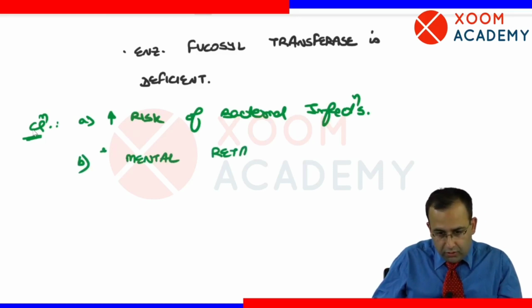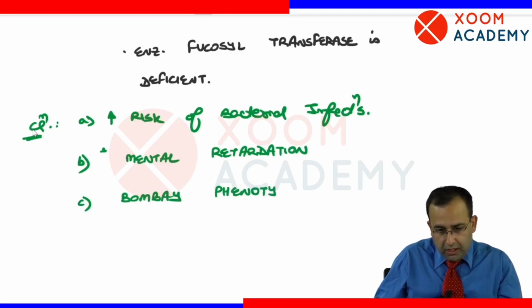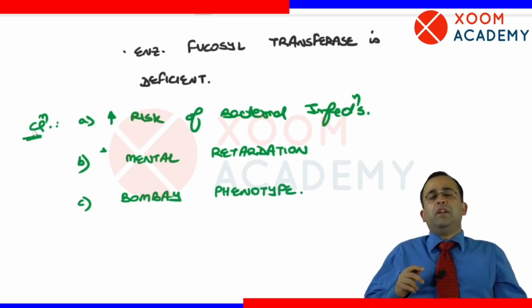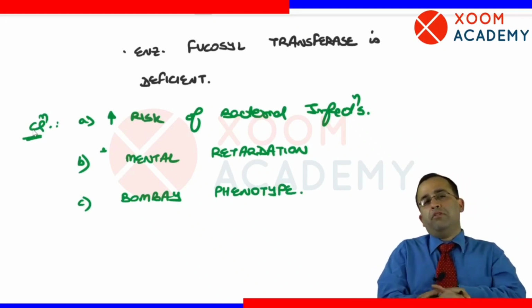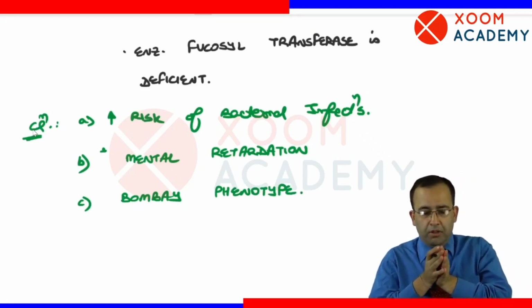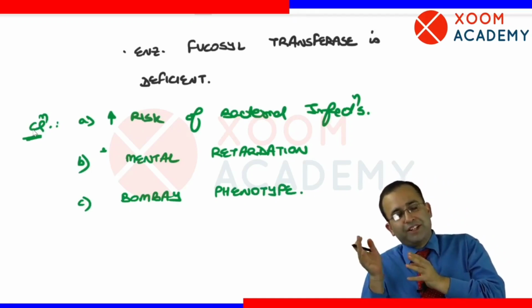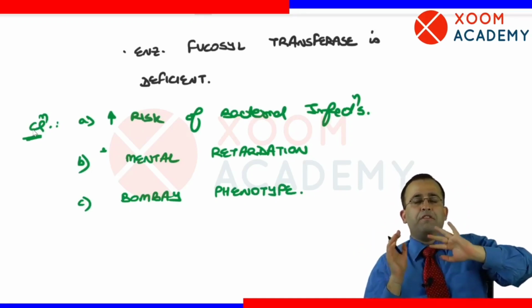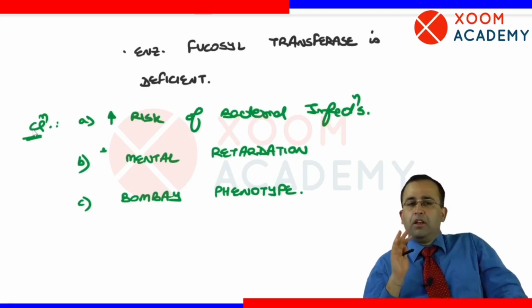It is also associated with mental retardation and Bombay phenotype. What is Bombay phenotype? Bombay phenotype, it is a rare blood group, was detected in Bombay. We'll do it in detail when we study blood banking. अभी नहीं, अभी हम लोगों ने सिर्फ 2 points देखे.